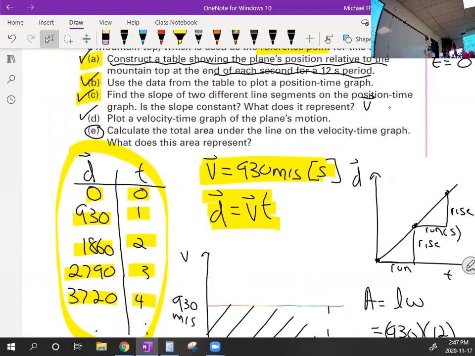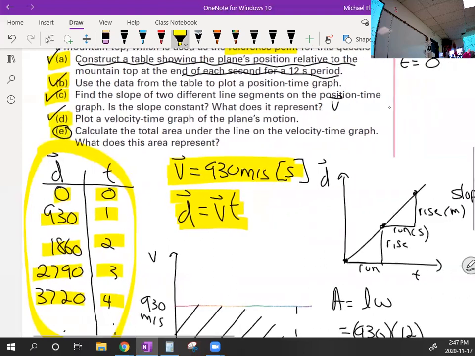So that's all they're doing there. Now, it says, is the slope constant? The answer is yes. What does it represent? The answer is the velocity, okay? Now let's look at question D. Plot a velocity time graph. Now this one is a little bit different, okay? So we're gonna talk about velocity time graphs in today's lesson. And then it says, in question E, calculate the total area under the line. All right, so let's do that.